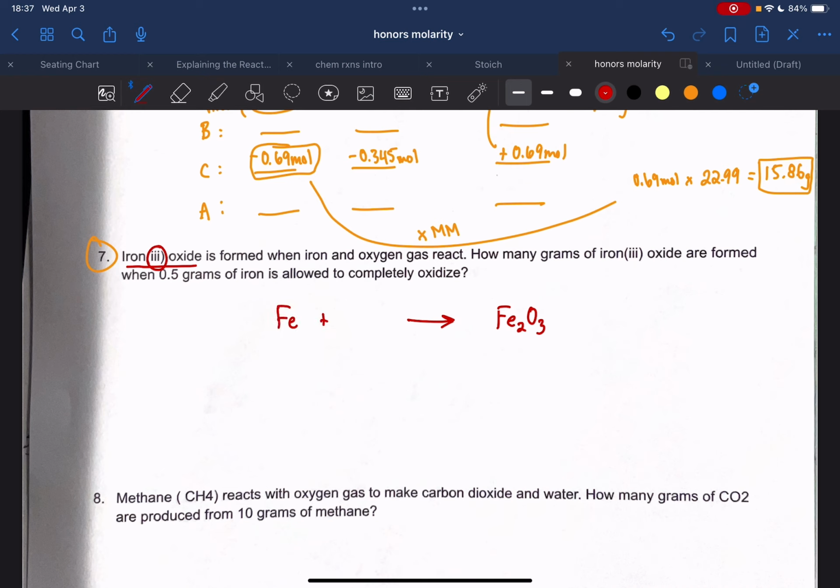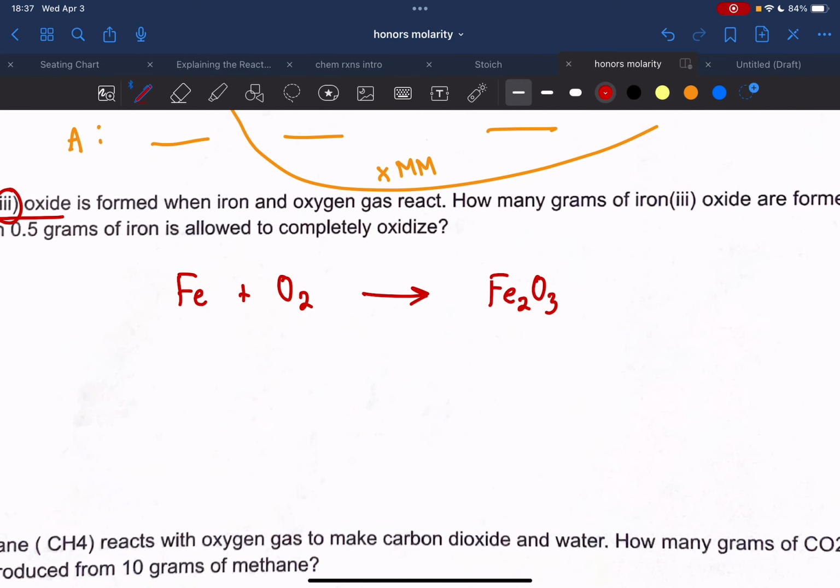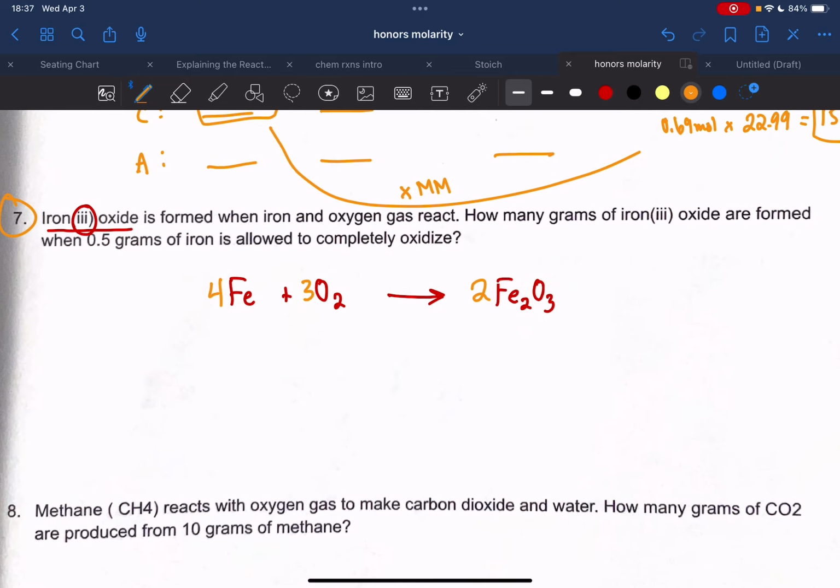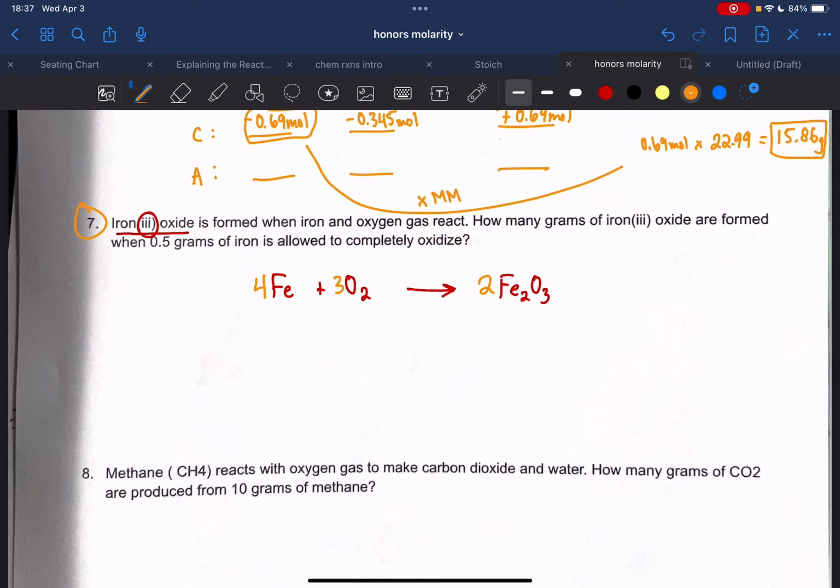from iron and oxygen gas, O2. And we need to balance this chemical equation. I'm going to throw a 3 right there and a 2 right there to make my oxygens balanced, and then I'll put a 4 right there, and now my irons are good. This balance is 4, 3, 2.